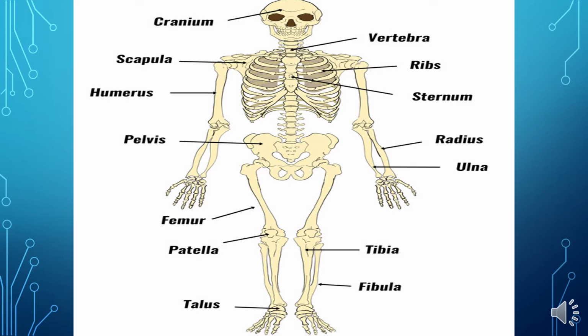This is a human skeleton with vertebral bones. We have the skull, we have the ribs, sternum, radius. They are both the appendicular and the axial skeleton.